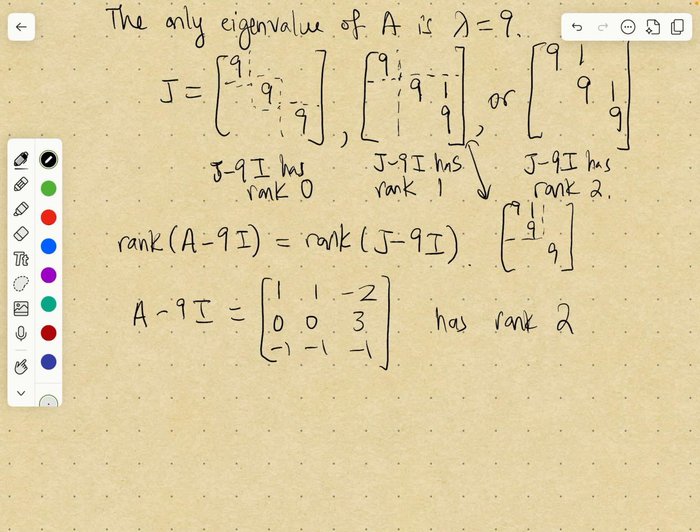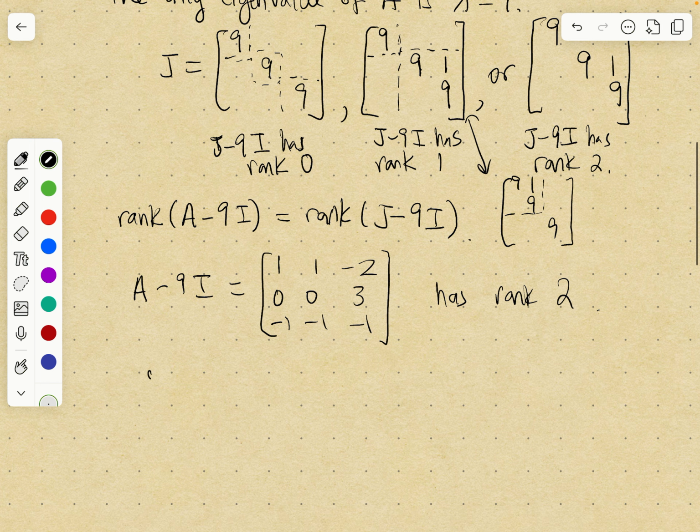We know this matrix doesn't have rank 3 because, since 9 is an eigenvalue, A minus 9I is non-invertible. So this matrix has either rank 1 or 2, and it certainly doesn't have rank 1, and therefore it must have rank 2, and therefore J must be this.